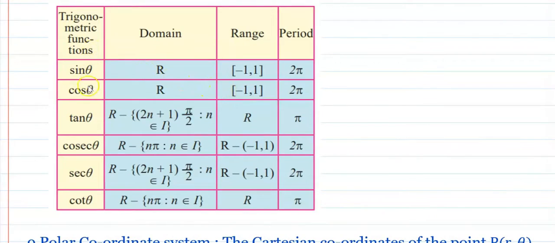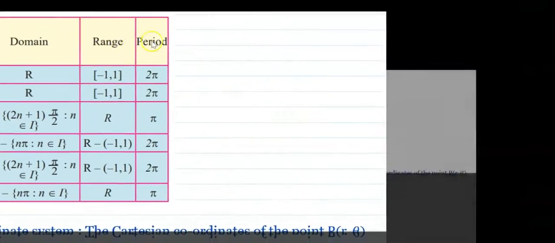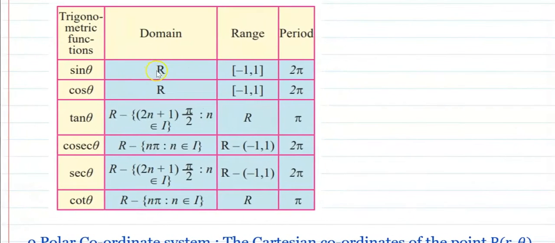Okay. Sin theta, cos theta, tan theta, cosec. Domain of sine is capital R. Its range is -1 to +1 and the period is 2 pi. Cos theta, its domain is capital R. Range means its values lie between -1 and +1, and after every 2 pi the cosine function repeats itself, therefore its period is 2 pi.